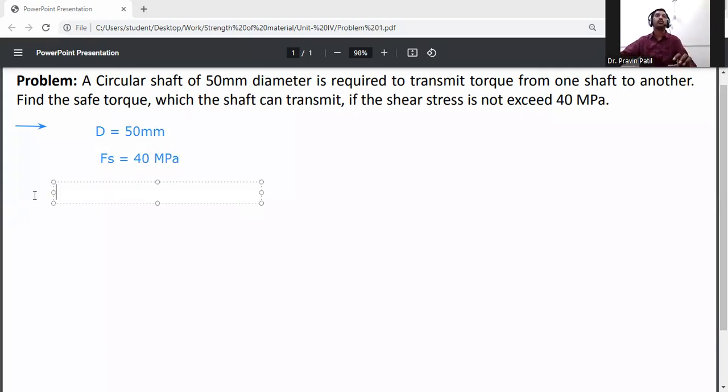Okay. So first of all, the torsion equation. We know that the torsion equation is T by IP is equal to Fs divided by R. IP is the polar moment of inertia, Fs is the shear stress, and R is the radius.